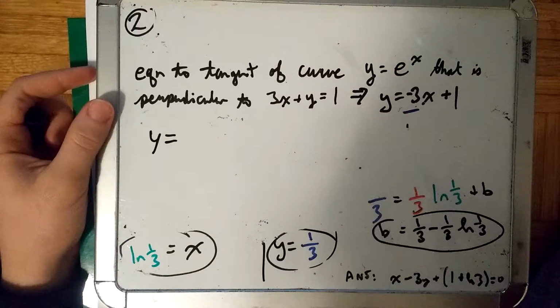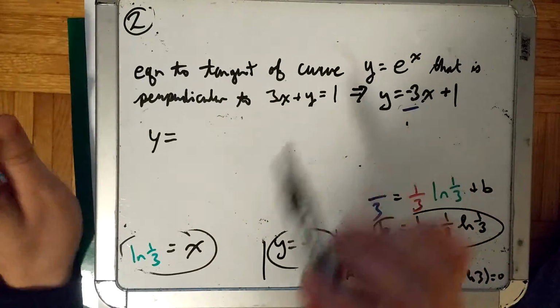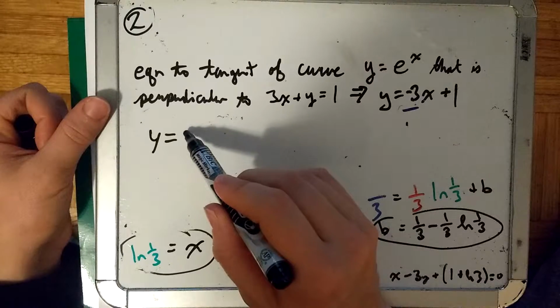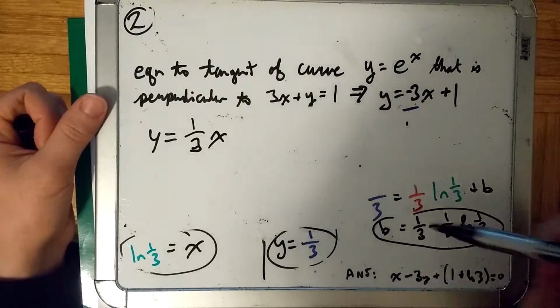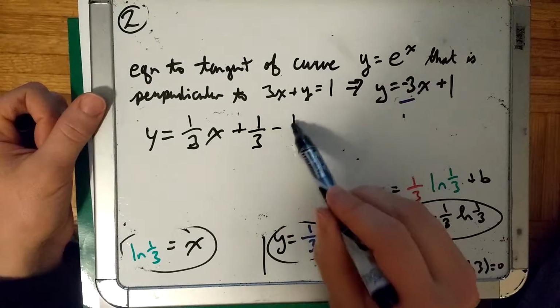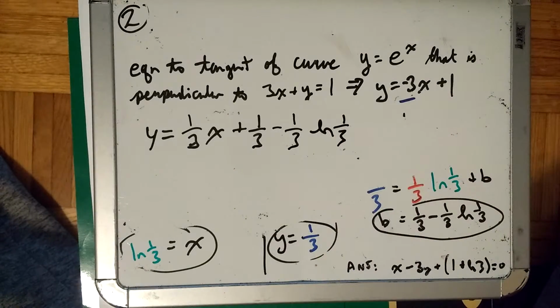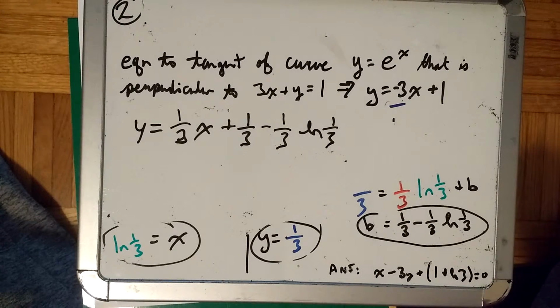Y equals, okay, sorry, at this point I don't need to plug in y or x because I have my m and I have my b. Okay, so I have y equals mx, so 1/3 x, plus 1/3 minus 1/3 ln 1/3. Okay, cool. And it just looks like in the answer they have everything on one side. Okay, looks like they just made it all equal to 0.